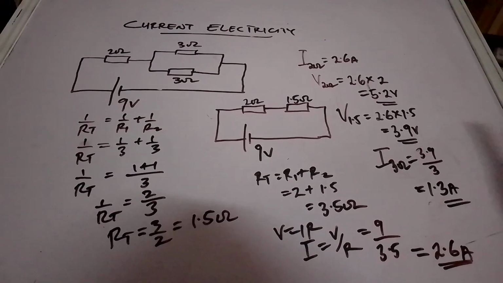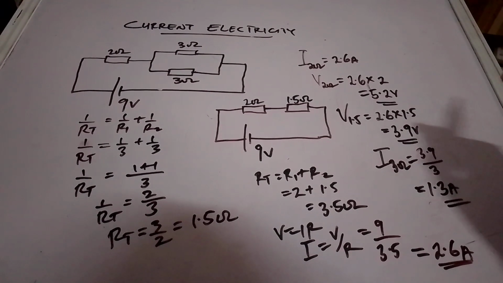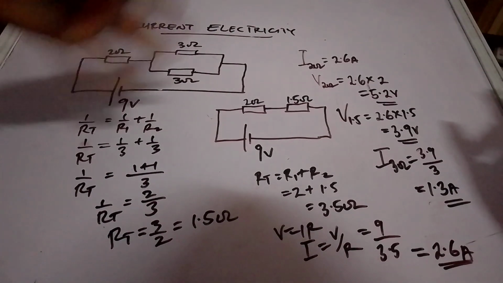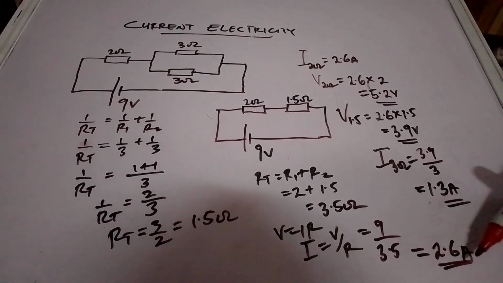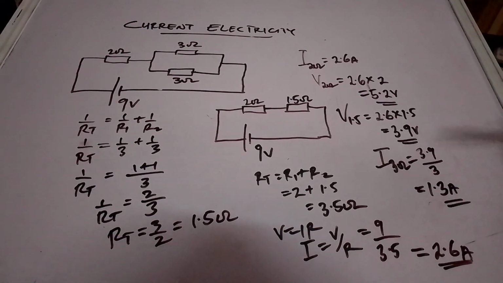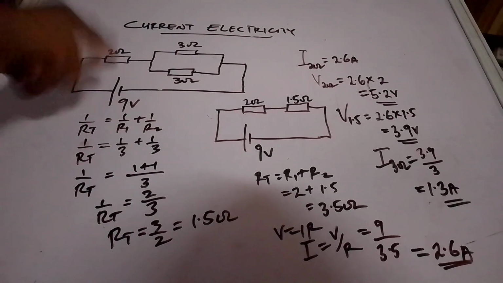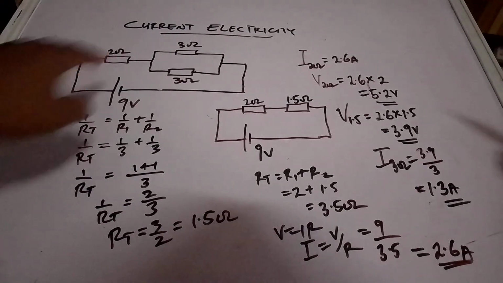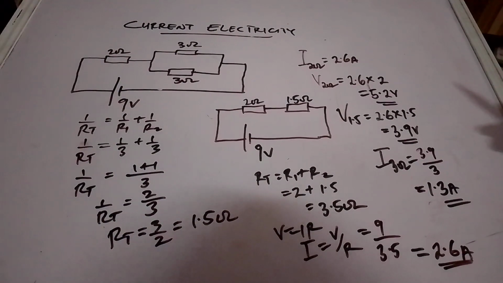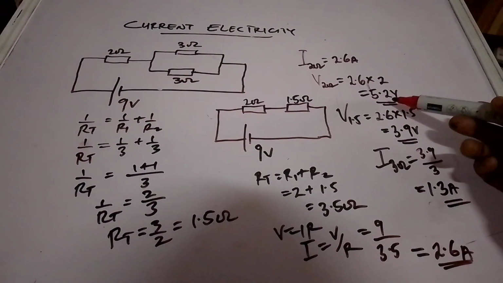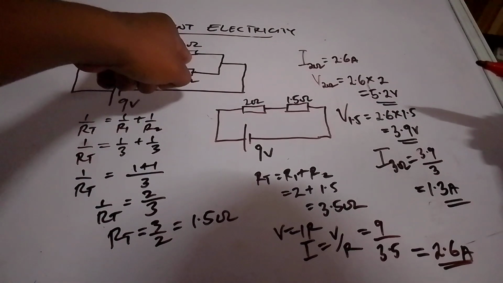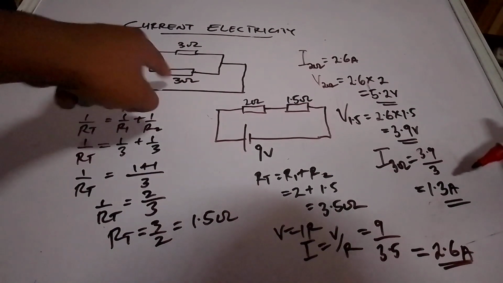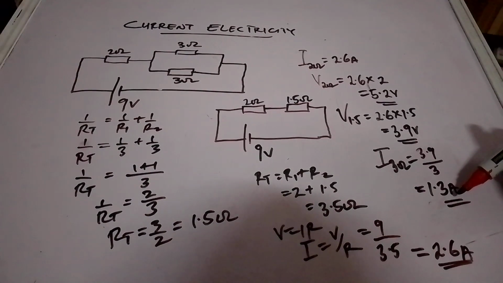So I've been able to answer all the questions they may ask us. Let me just review the question again. If they ask us what is the total current in this circuit, the total current in this circuit is 2.6 ampere. What is the current across these 2 ohms? The current across these 2 ohms is also 2.6 ampere. What is the voltage across these 2 ohms? The voltage across these 2 ohms is 5.2 volts. What's the current across 3 ohms? The current across 3 ohms is 1.3 ampere. The current across this one also is 1.3 ampere.